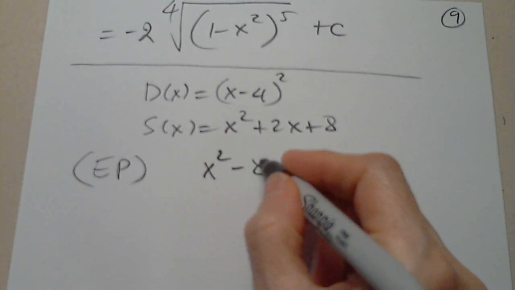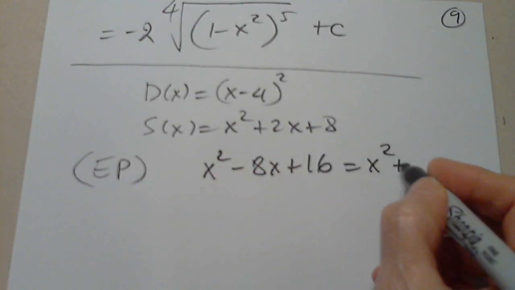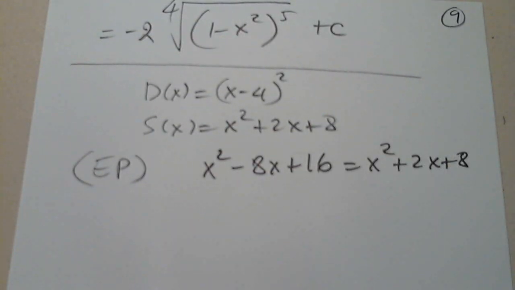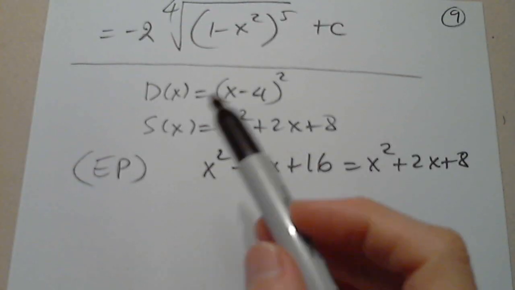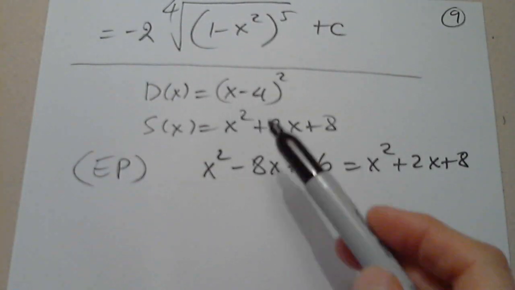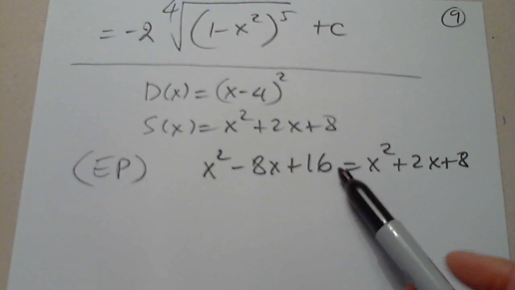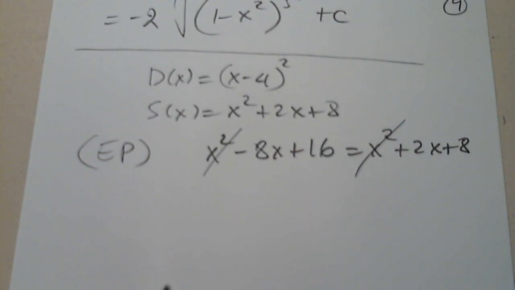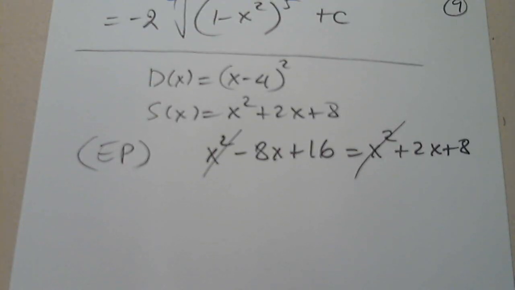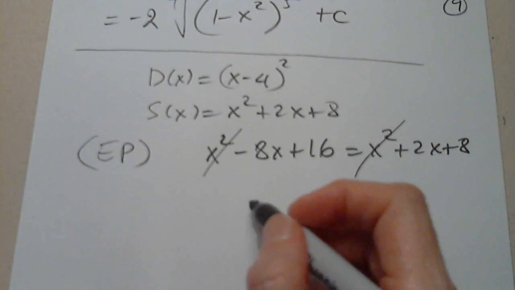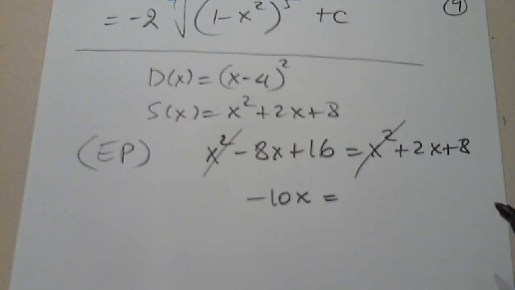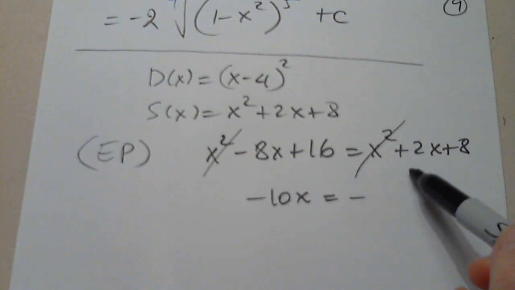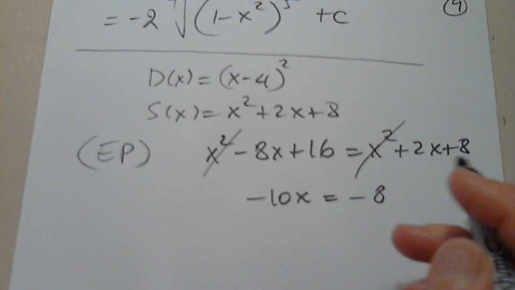x squared minus 8x plus 16 equals x squared plus 2x plus 8. (x minus 4) to the second power has 3 terms. Please remember, 3 terms. The first term squared minus 2 times the first times the second plus the second term squared. And then we simplify. You can use the graphing calculator to find the equilibrium point. I don't mind, but this is too easy. It's negative 10x equals, is that the case? Minus 8.